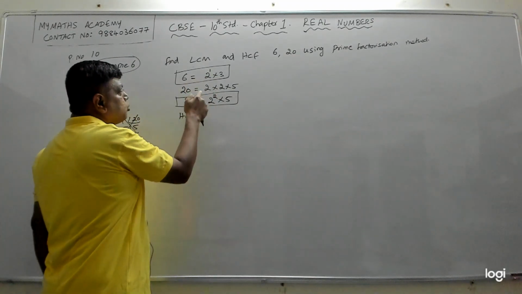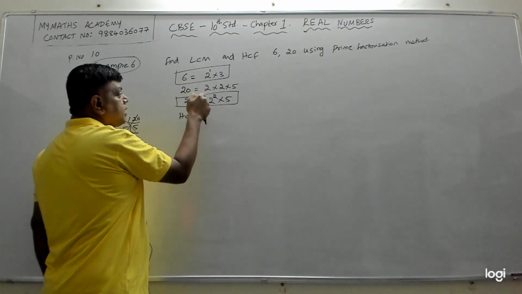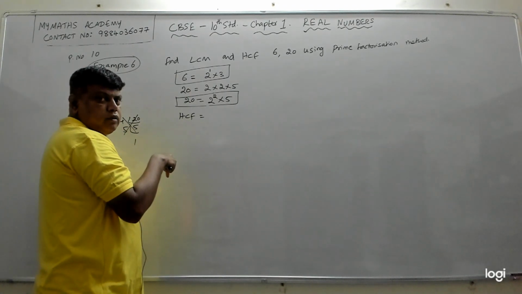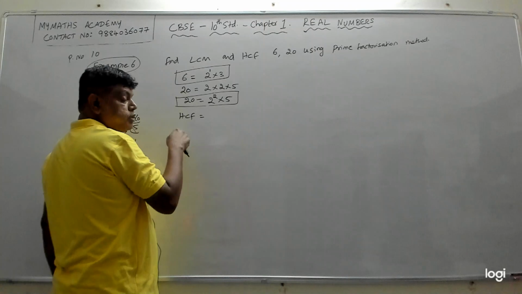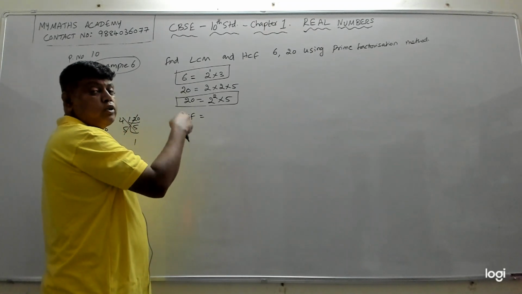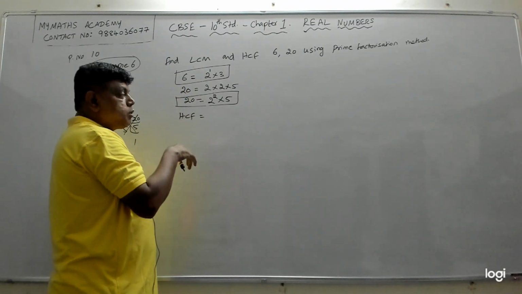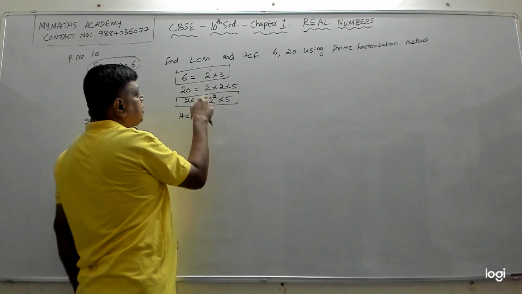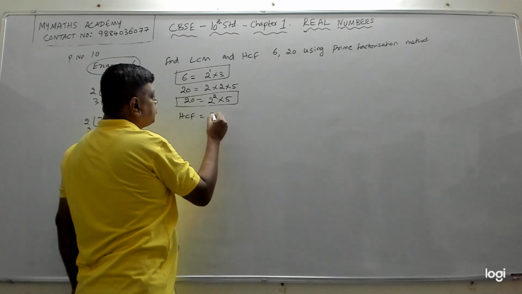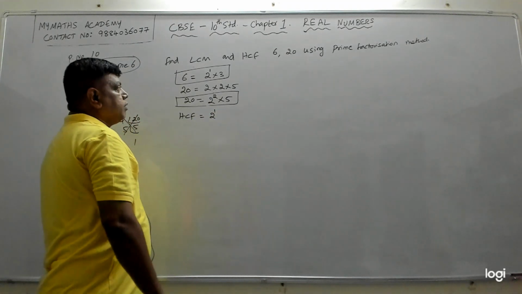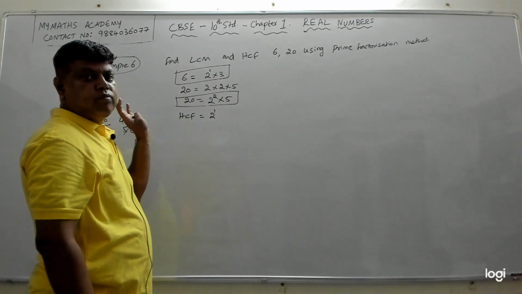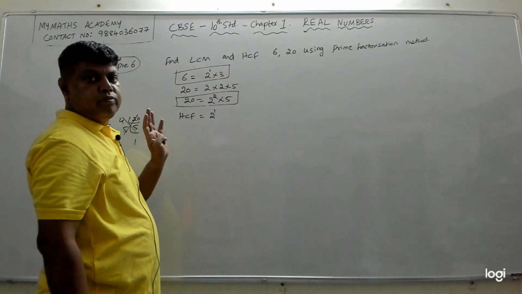So 2 is present in both. Among these two, which has the lower power? HCF means you have to take the lower power. Don't think, highest common factor, so I should take the high power. No. You have to take the lowest power. This is 2 power 2, this is 2 power 1. Which has the lowest power? 2 power 1. Then the next number, 3. Is 3 present here? No, then you should ignore it. 3 should be present in both; only then will we consider it.